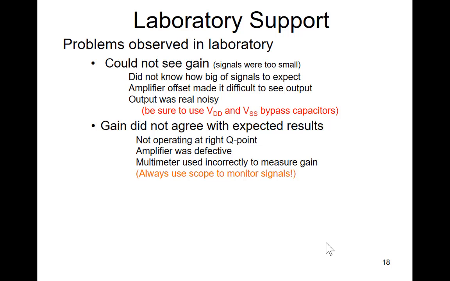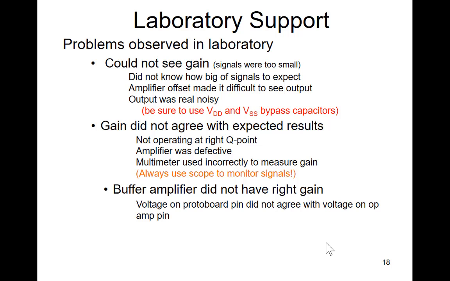It's important to always use a scope to monitor signals, because sometimes the signals I see people looking at with a multimeter are not what they thought they were looking at. If you use a buffer amplifier, you have to worry about what the gain of that buffer amplifier is. This is a common problem.